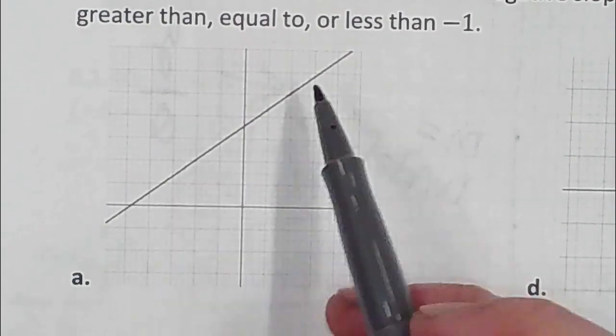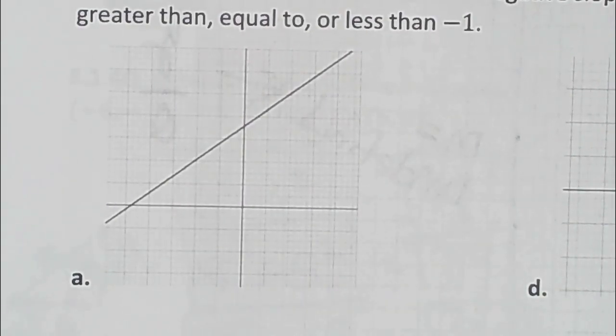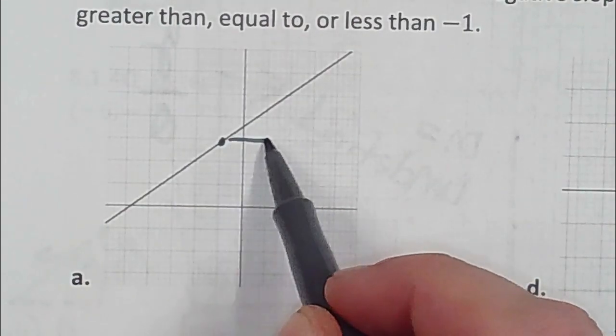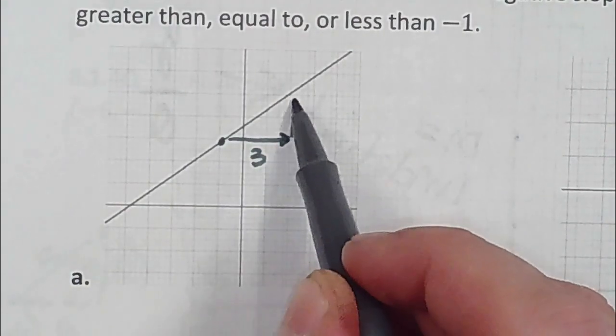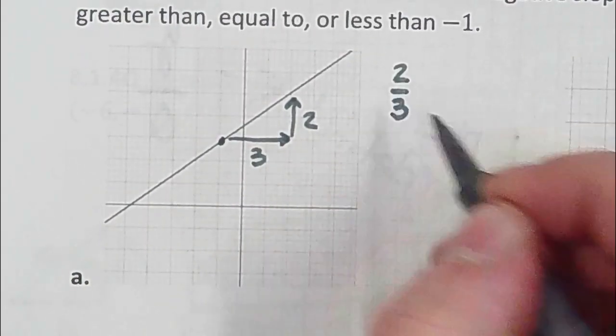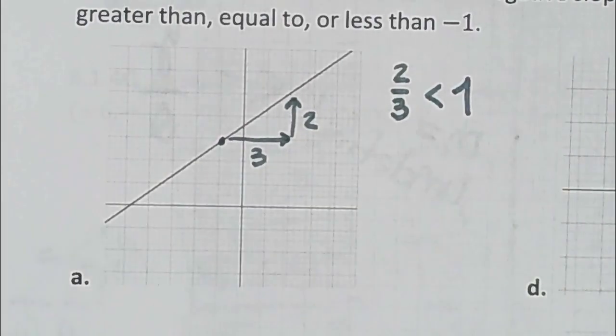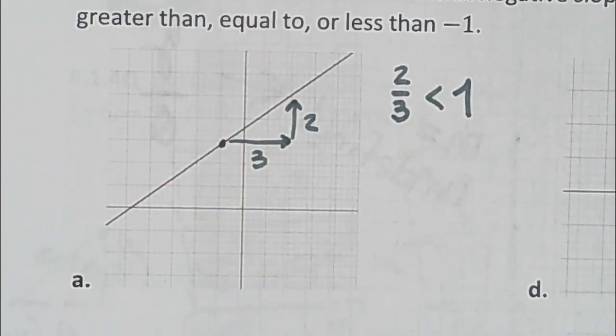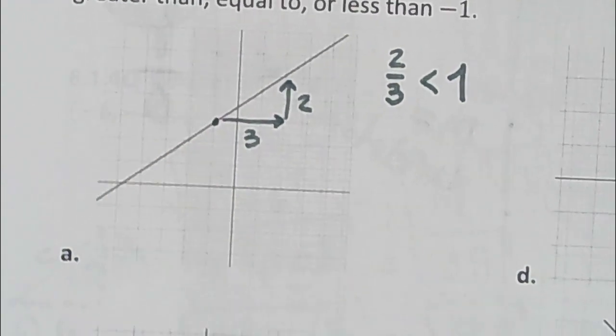This one right here, positive or negative? Positive. Pick a random point. Right there. We're going to the right 3, and we're going up 2. Those are all positive directions. So it looks like our slope is 2/3, which of course is smaller than 1, but it is positive, right? Now that's an estimate because that point right there isn't perfectly on the line, but you know, rough estimate. Just rough. What about this one?